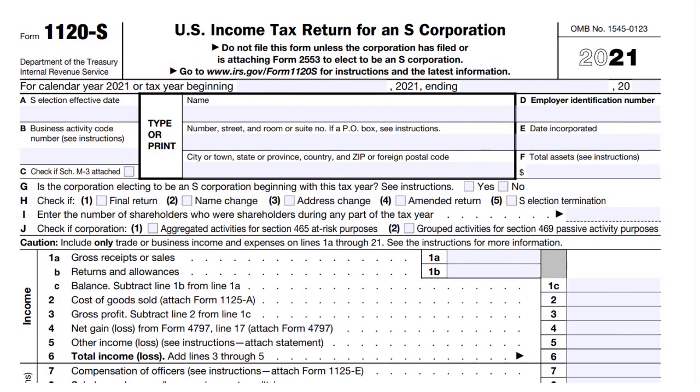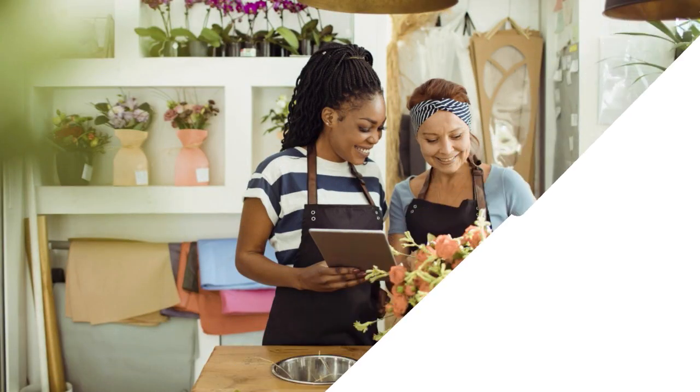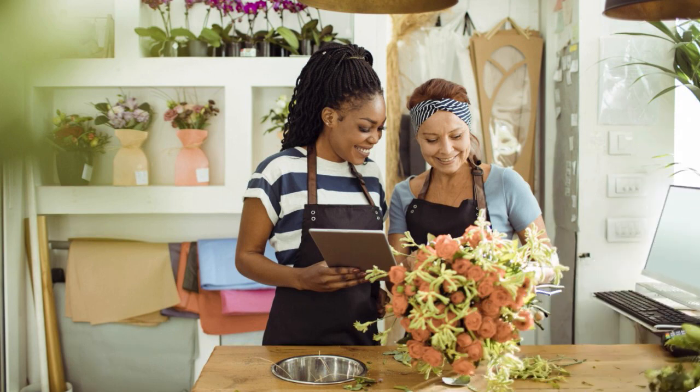So if we were to talk about how to file as an S corporation, I just explained it to you. The only difference here is that you have to file Form 1120S, and the Schedule K-1 that you submit to the members or partners of the corporation is different from the Schedule K-1 that you have for Form 1065. Very important.